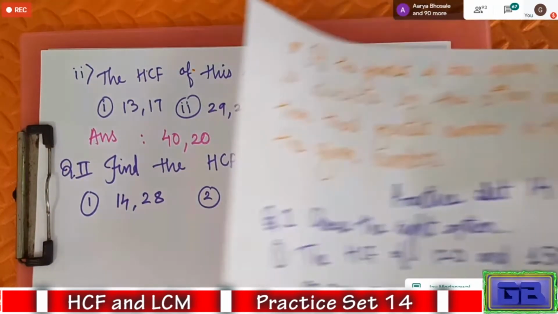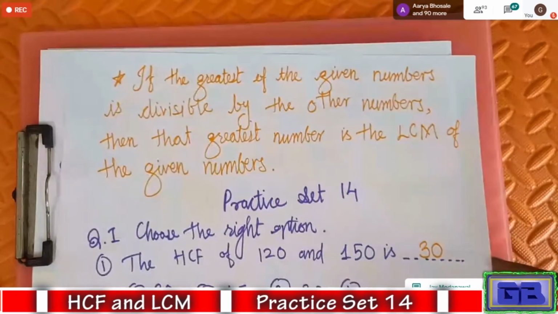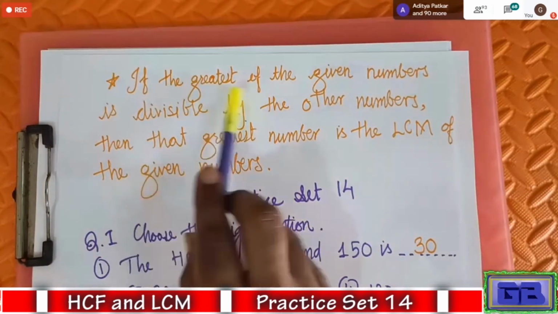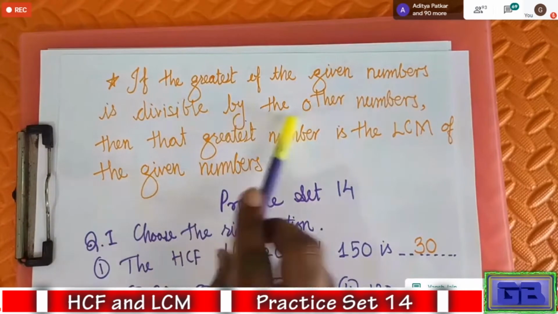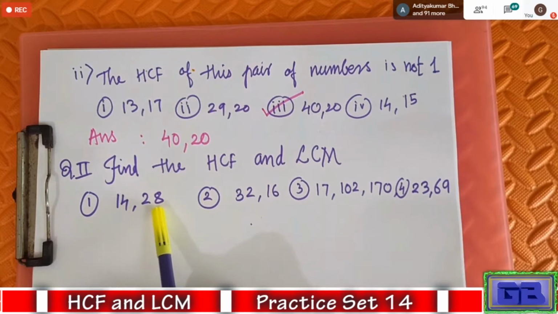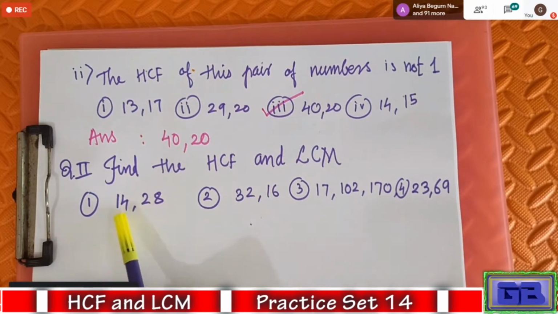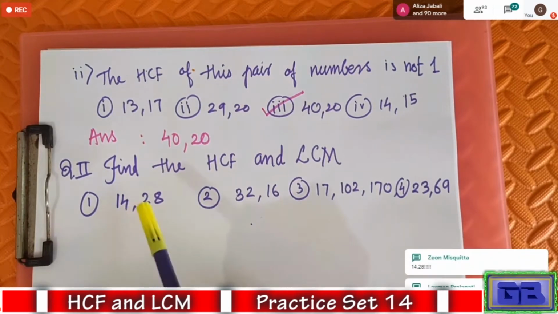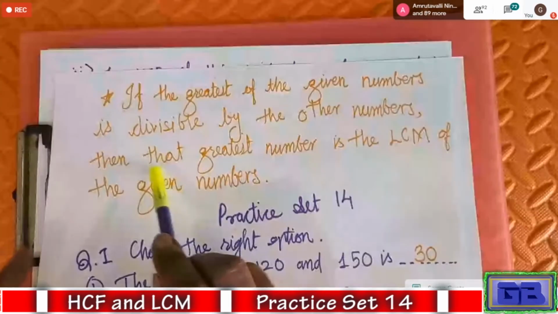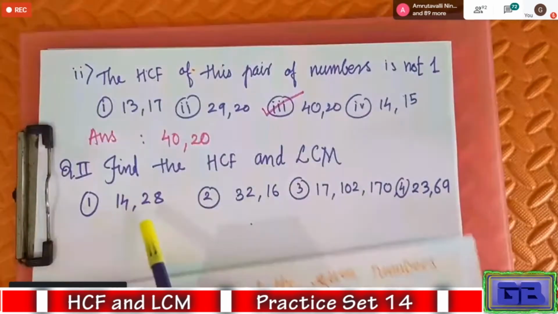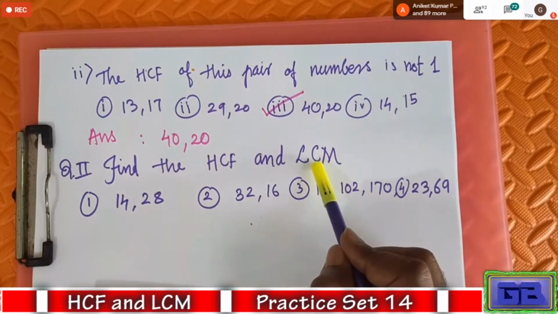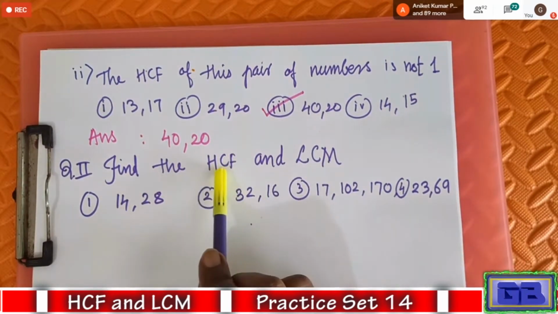I have shown you this point. We have written it. All have written this. If the greatest of the given numbers is divisible by the other number, in these two numbers, the greatest number is 28 and 28 is divisible by 14. If 28, which is the greatest number, is divisible by 14, then that greatest number is the LCM. Here the greatest number is 28 and 28 itself is the LCM and the smallest number is the HCF.